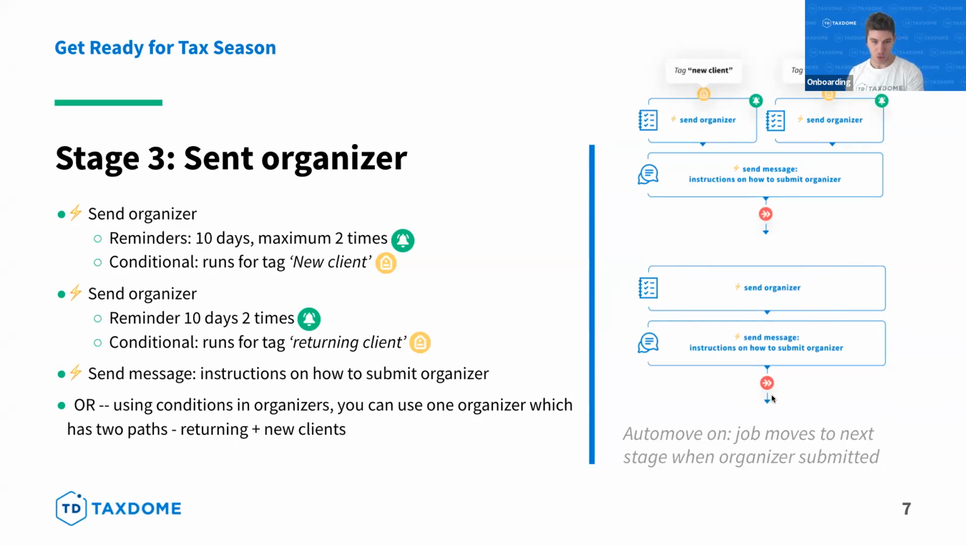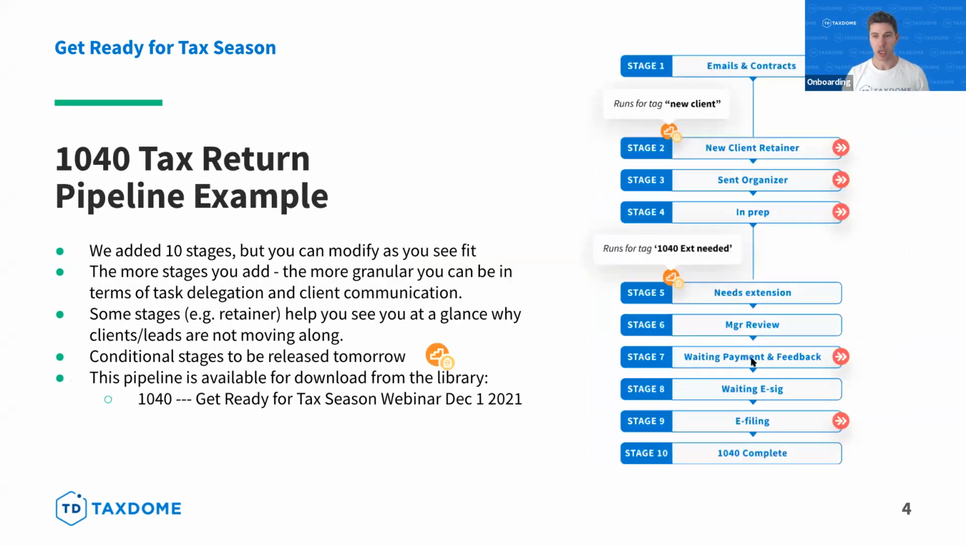Now, because auto move is on, you don't have to do anything. All that has to happen is the client has to submit the organizer. As soon as they do that, the job will move forward. So if we backtrack a little bit, here we are, we just finished stage 3. And if you noticed, there has not been a single action item from anyone on your team. Up until this point, until the organizer is submitted, no one on your team spends a minute focusing on this.